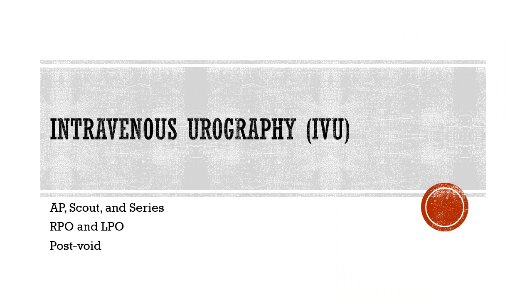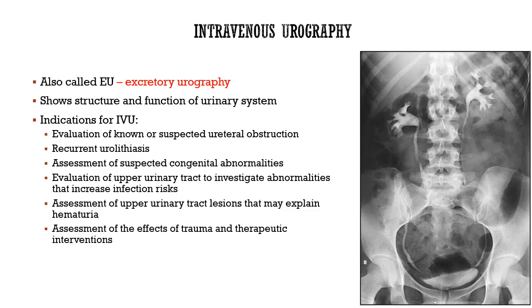So let's begin with the IVU. This includes an AP projection, which could be a scout, and also the series, the RPO and LPO, and then finally ends with a postvoid. This procedure is also called an EU, excretory urography. It shows the structure and function of the urinary system.